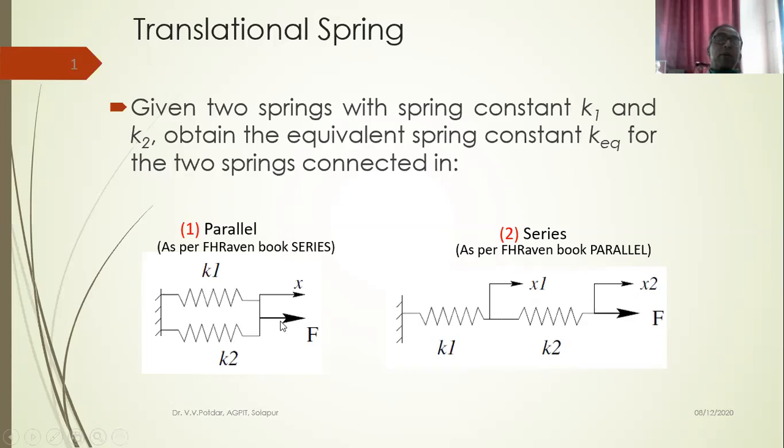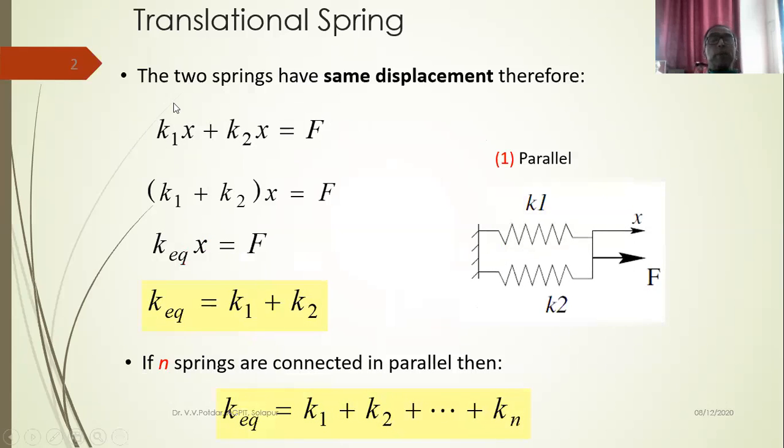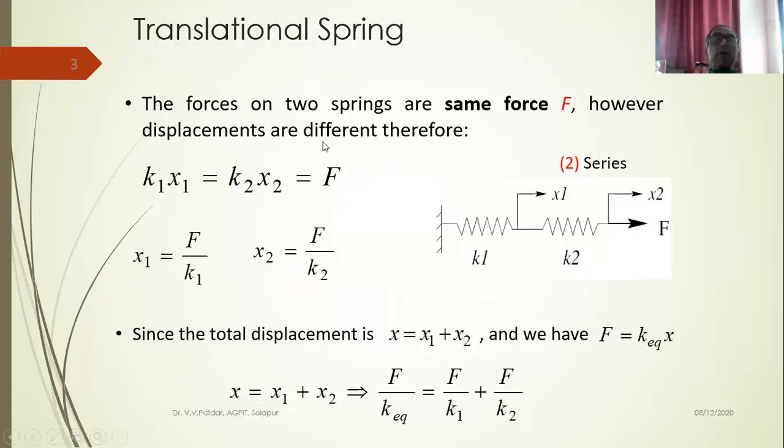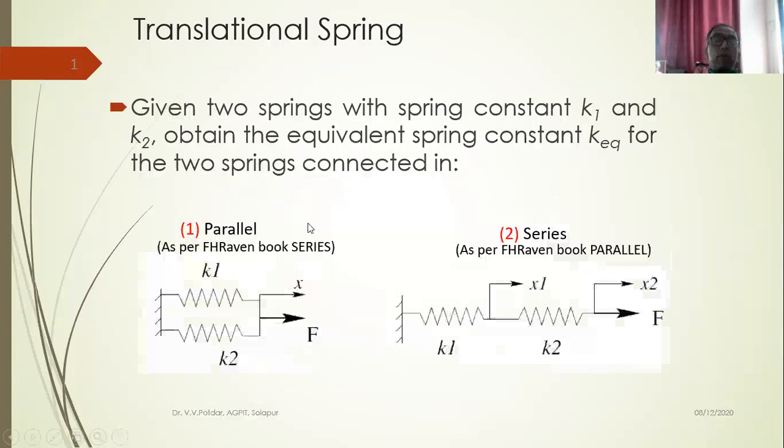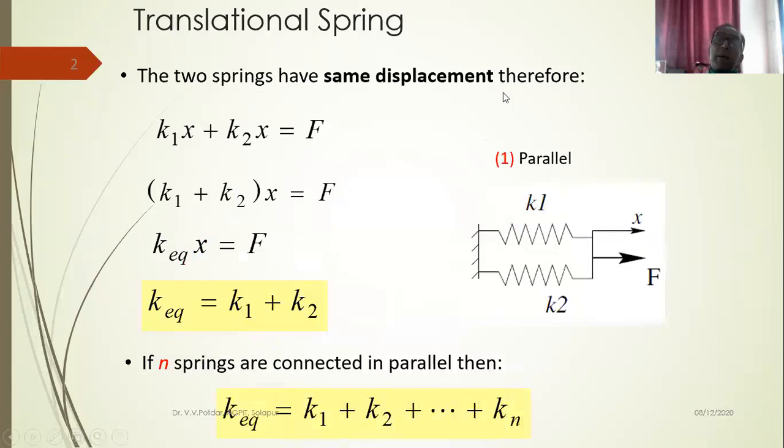So let us go to individual spring equation. The two springs have same displacement. So I called it, as per Raven's nomenclature, series springs. Otherwise, if you look at the arrangement, those appear to be parallel springs. So no matter what we call them, what is important is how to write the equation. The two springs have same displacement, whereas the force is shared.